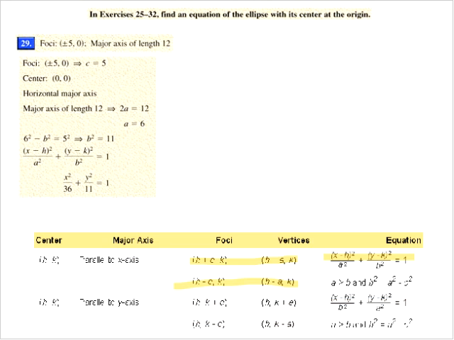And my next one's not quite as bad because we have to find the equation of an ellipse with the center at the origin. So knowing that, I know h is 0 and k is 0. We know the foci are plus or minus 5, 0. So let's look down here. If the foci are changing because it's a positive 5 and a negative 5, that means we must be using this equation right here. Okay, so let's figure out what c is going to be according to my foci.